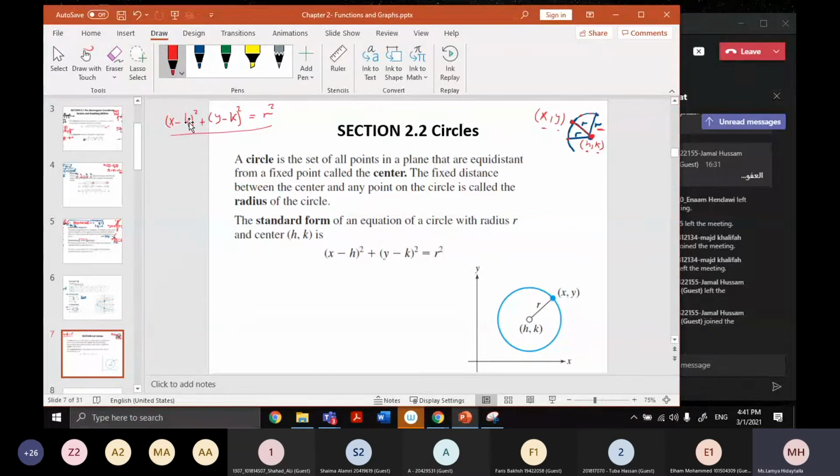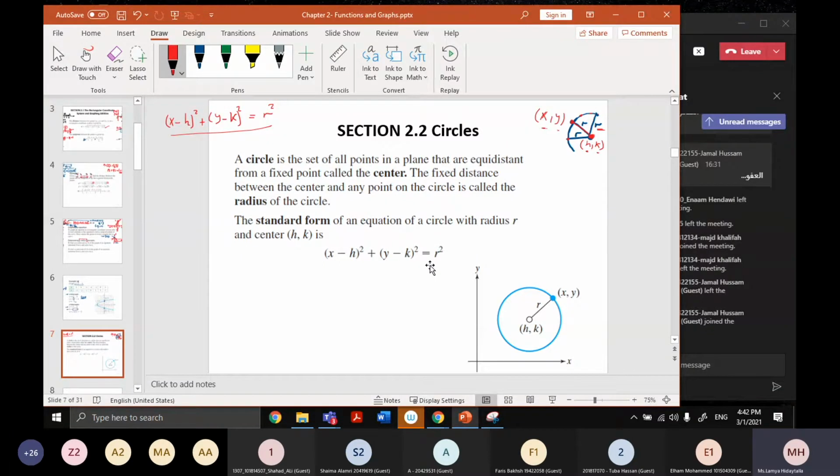The center has values h and k, and r square is this value here. So if I need the radius, we just take the square root of this quantity. Is it clear? We have to make sure that we know the equation of a circle is x minus h the whole square plus y minus k the whole square, which is equal to r square.